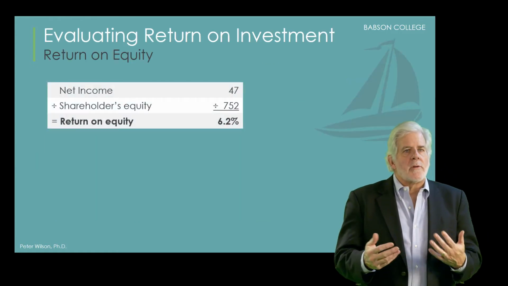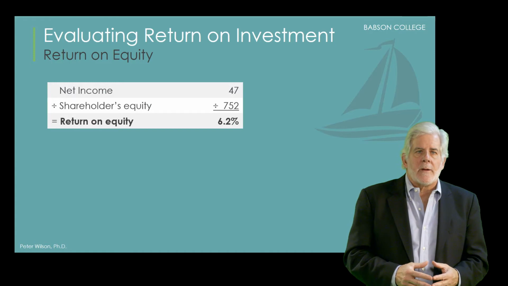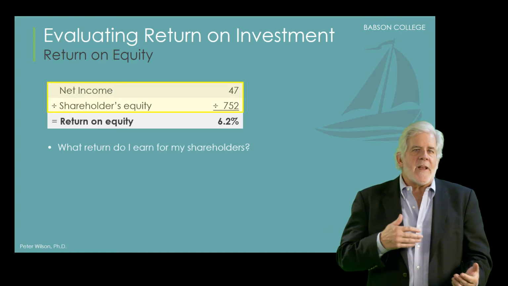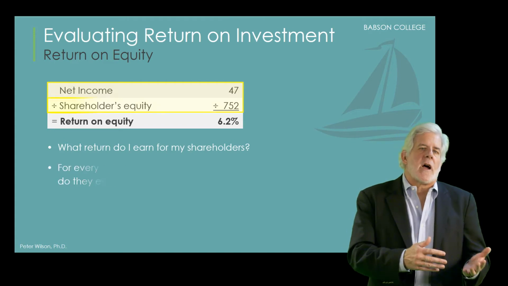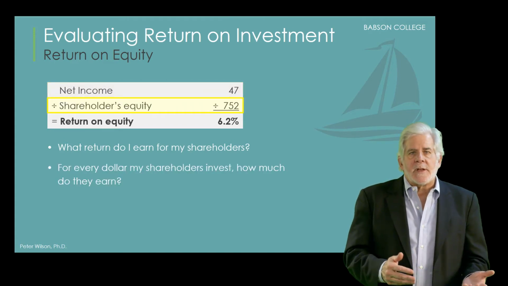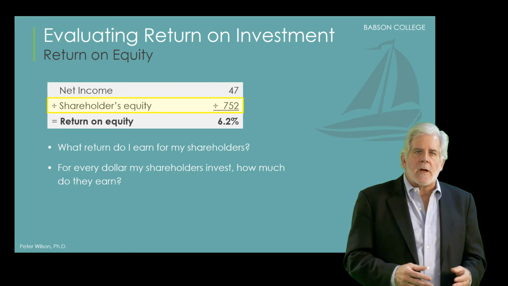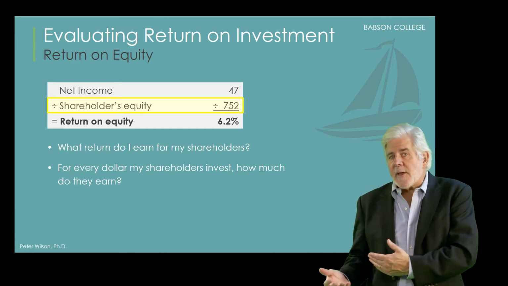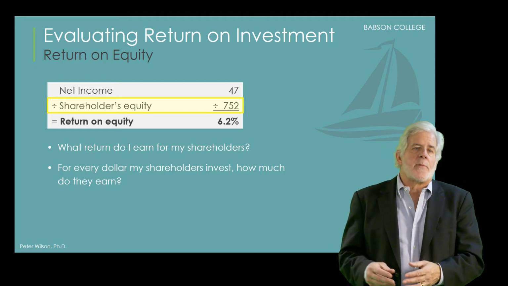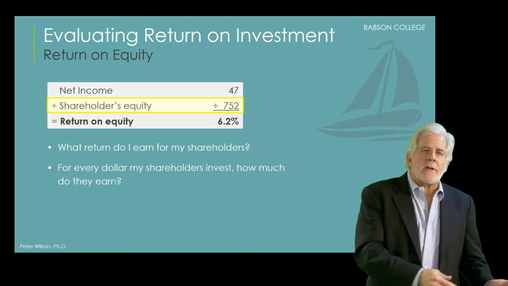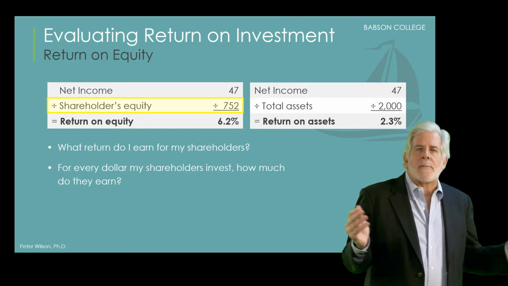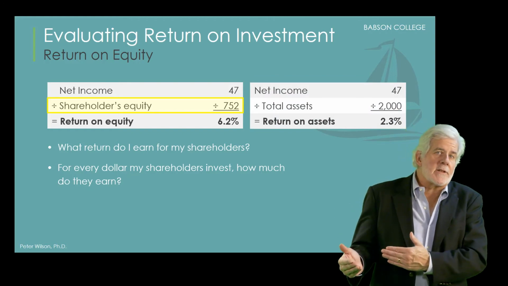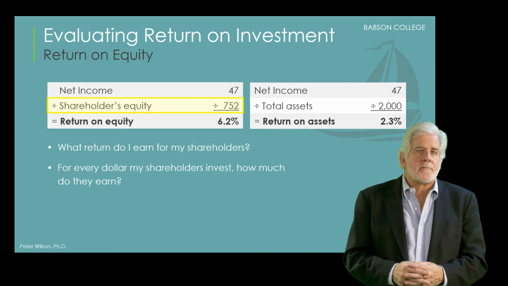Return on equity also looks at how much net income the firm generated, but this time in relation to the investment made by owners. So instead of assets in the denominator, we have stockholders' equity. Here we see that the owners of NEBCO earned net income of $47,000 on their investment of $752,000 for an ROE of 6.2%. Compare this to the return earned on all the capital supplied by both owners and creditors, which is the return on assets of 2.3%.